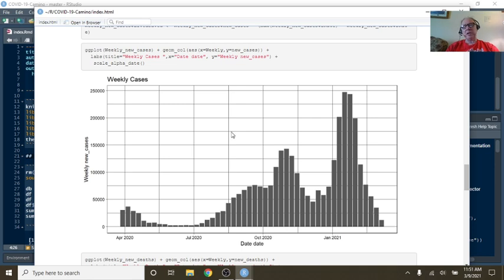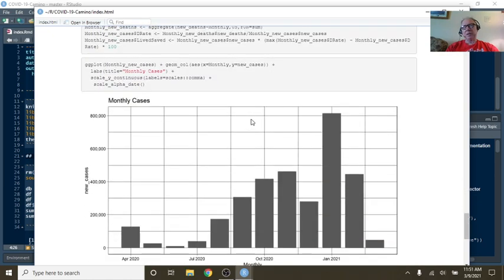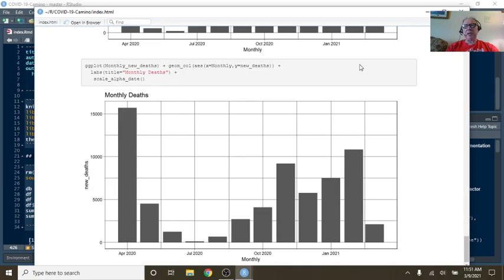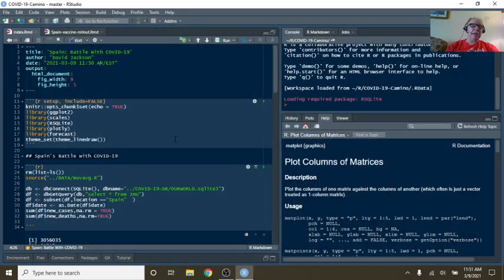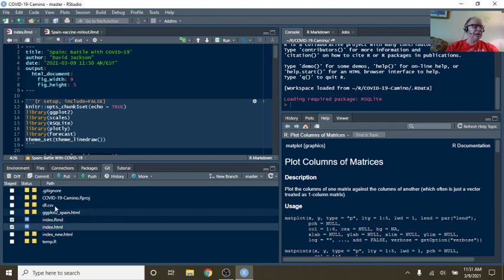1, 2, 3, 4, 5, 6 weeks in a row, you had declining cases. And 1, 2, 3 weeks in a row, you had a decline in deaths. Now, this is weekly cases and weekly deaths. So the numbers are looking pretty good. We're definitely seeing some decline in cases, continued decline in cases. It looks like deaths are trying to decline also.